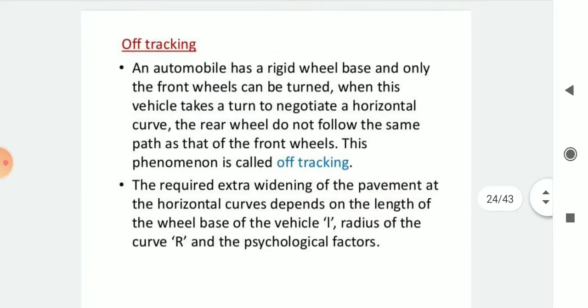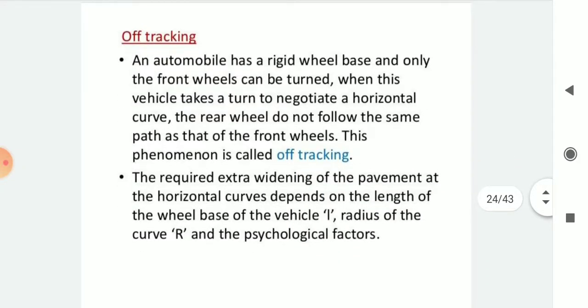Then what is the meaning of off tracking and why is it necessary for the horizontal alignment? First, an automobile has a rigid wheelbase and only the front wheels can be turned when the vehicle takes a turn to negotiate a horizontal curve. The rear wheels do not follow the same path as that of the front wheels. This phenomenon is called off tracking.